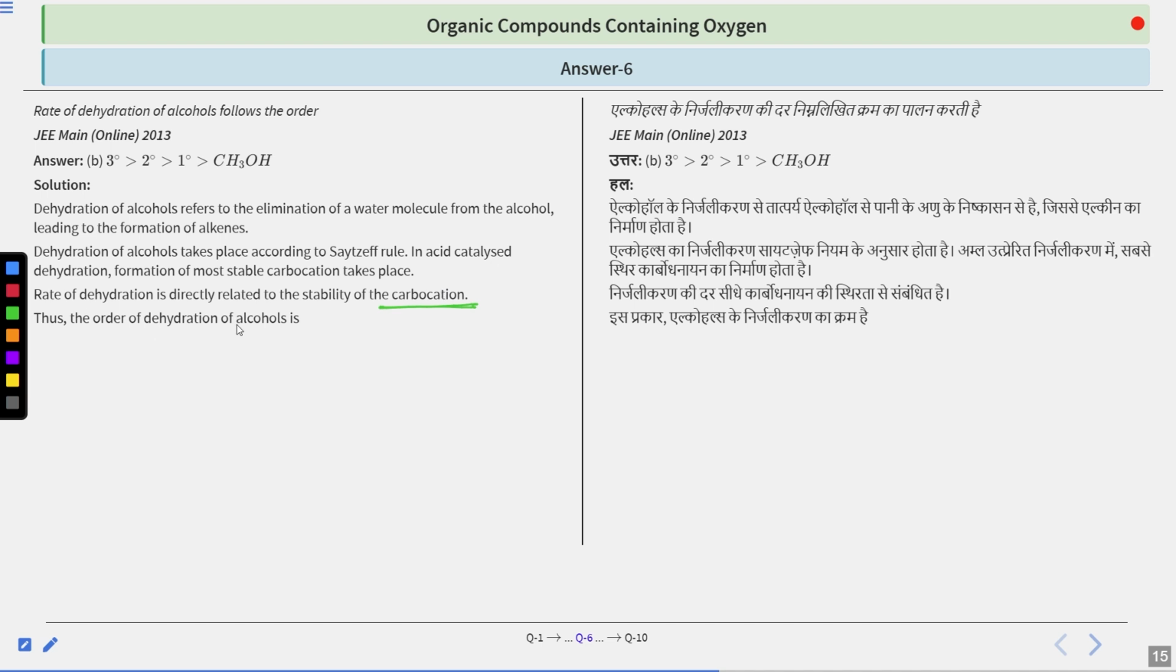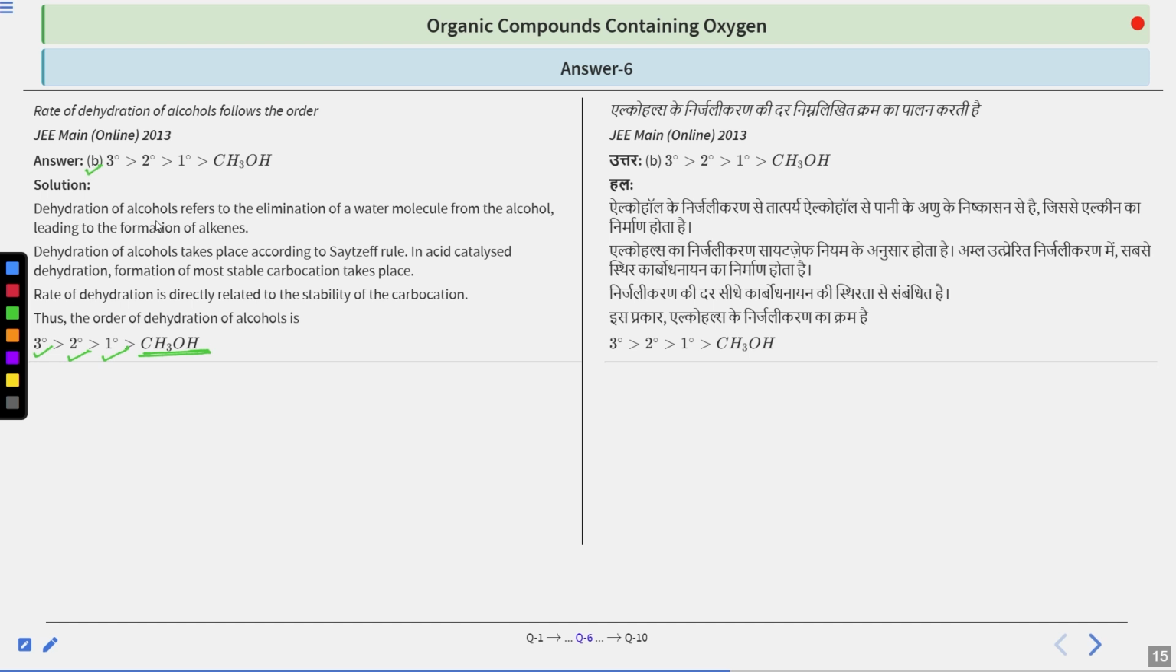Thus, the order of dehydration of alcohols is highest for the tertiary, because the tertiary carbocation is most stable, then for secondary, then for primary alcohol, and then least for the methanol. Okay, so this is the correct order for the dehydration of alcohols, and thus we have our correct answer as option B.